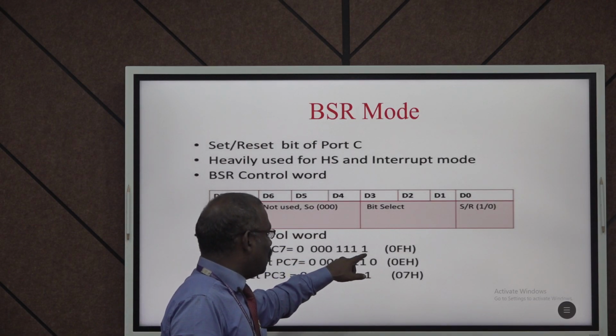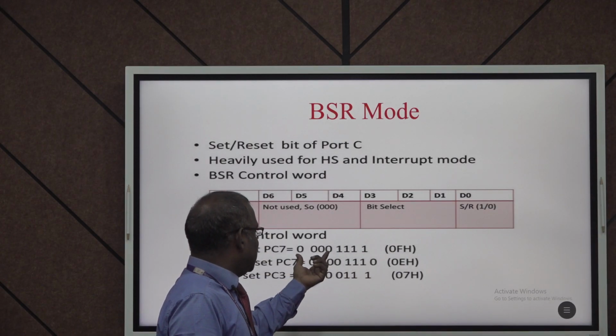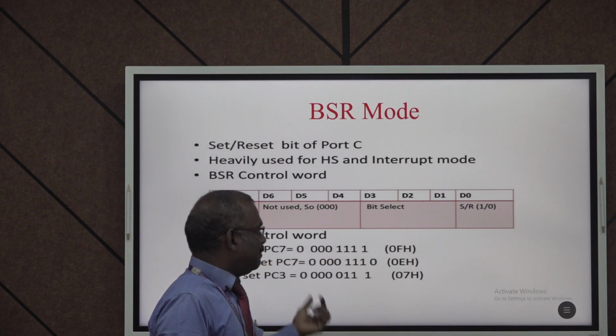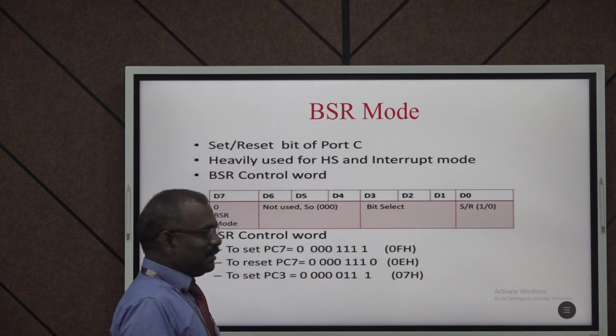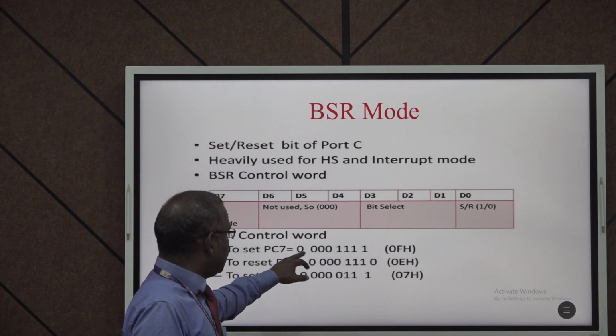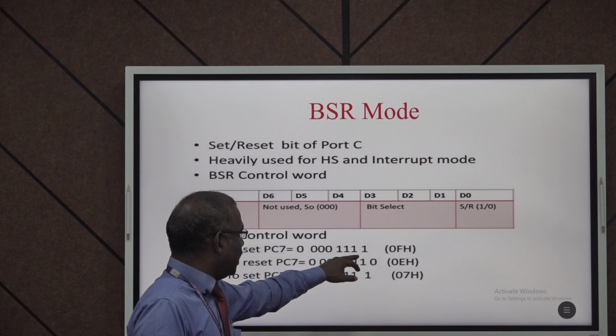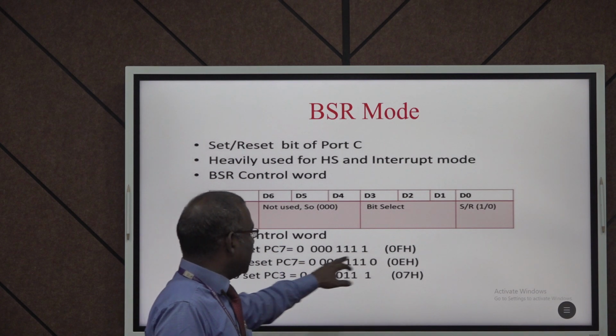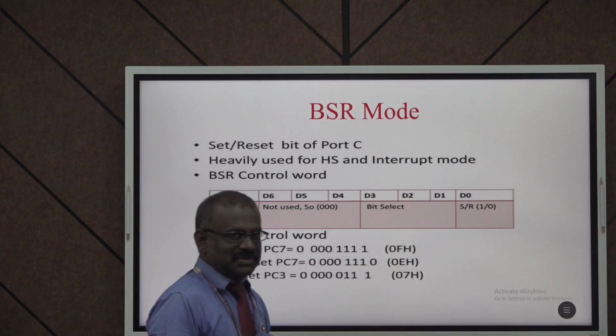So I am putting 1 in the D0 bit. So this is an 8 bit pattern for set PC 7. The pattern is 0, 0, 0, 0, 1, 1, 1. In hexa it can be written as 0FH.